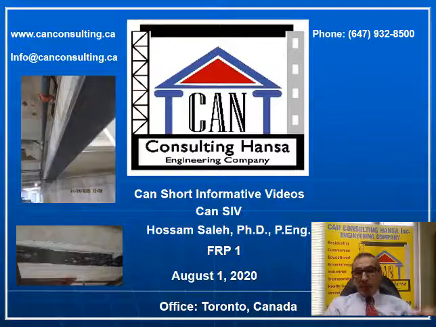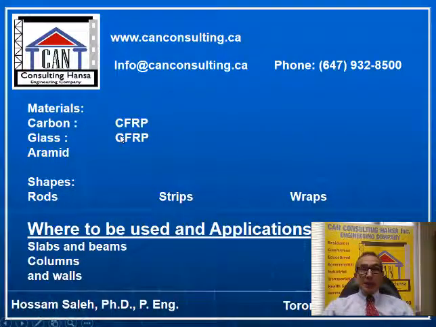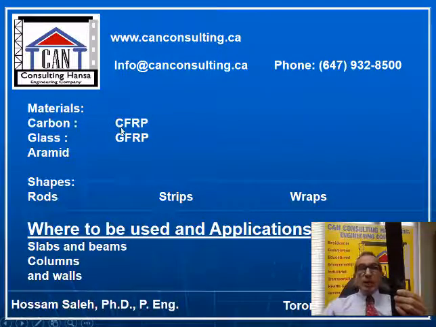What are the materials which are used to produce the FRP? As you can see here, we can use glass, and the abbreviation will be GFRP. And what I have in my hands is carbon, that has the abbreviation CFRP.